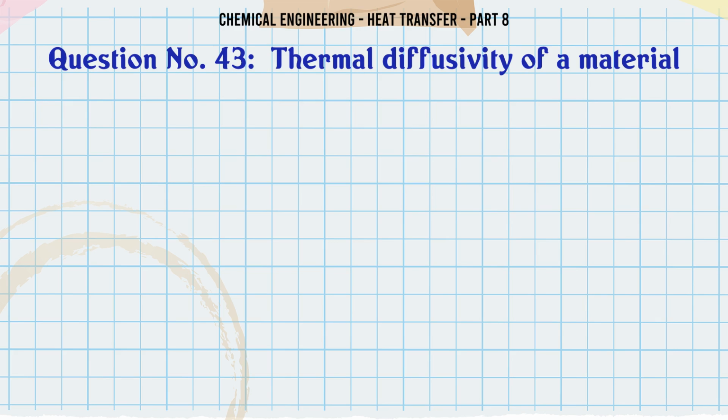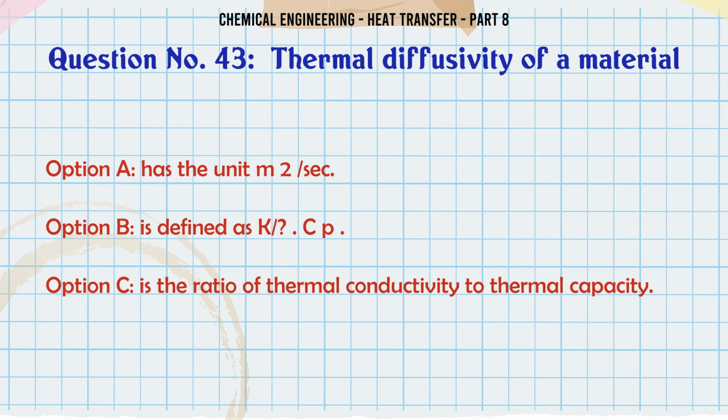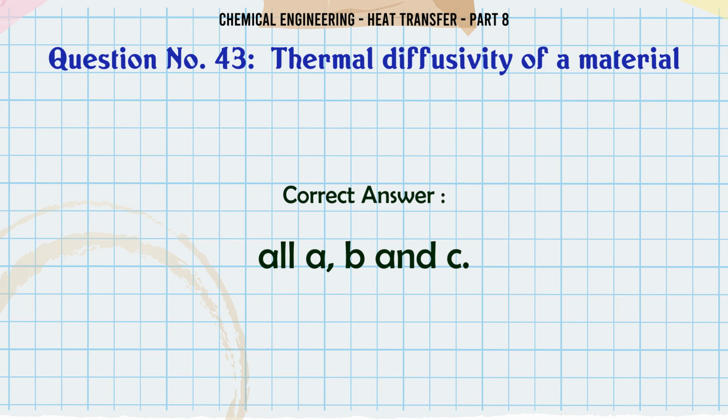Thermal diffusivity of a material: A. has the unit m²/sec, B. is defined as k/ρCp, C. is the ratio of thermal conductivity to thermal capacity, D. All A, B and C. The correct answer is all A, B and C.